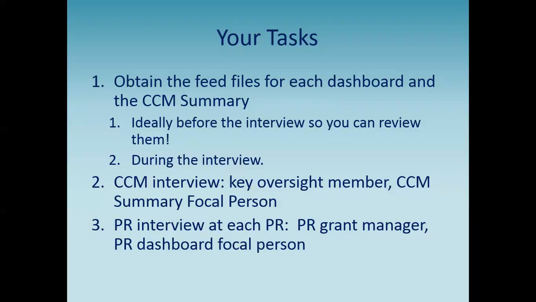And then you will conduct the PR interview with each PR, with the PR grant manager and the PR dashboard focal person. If in some cases it might be that the same PR has managed two dashboards, then you will have to do two interviews. And you might have a situation where you have repeating information. You make a record of that, but in the questionnaire, you'll have to enter two interviews.